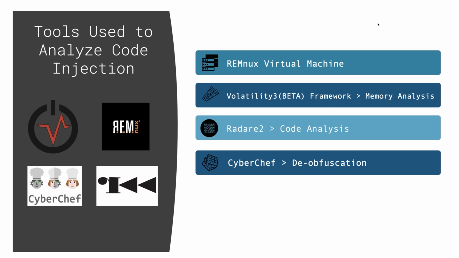And again, I figured 2020, we're doing a demo, let's just go all in. Let's just go ahead and use Volatility 3, even though it's still in beta. There'll be a small little section of code analysis, and for that, I'm going to use Radare2 or R2. And then for deobfuscation, there'll be a short little demo utilizing CyberChef. And all of these tools are linked in the reference section at the end if you're not familiar with them and want to go download them. They're all free and open source.